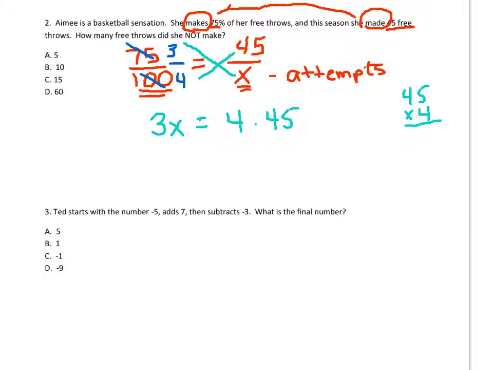5 times 4 is 20. 4 times 4 is 16, plus the 2 I carried is 180. So 3x equals 180. And we have a nice friendly algebra problem here. I need to solve for x, so I divide both sides by 3, and x equals 60.